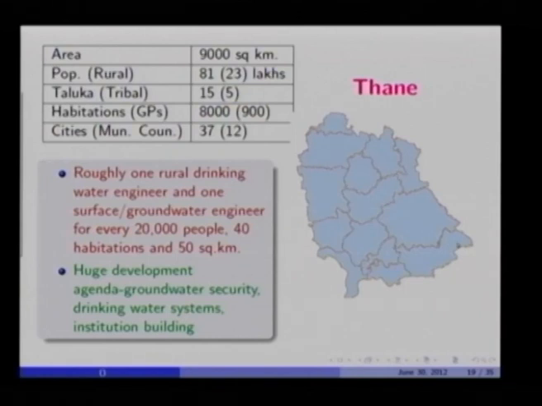Of course there are very few engineers, most engineers are doing IT. In Thane district there are very few, only about one engineer for every 20,000 people.